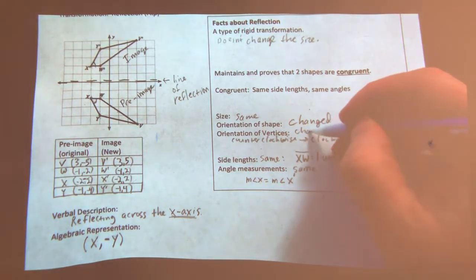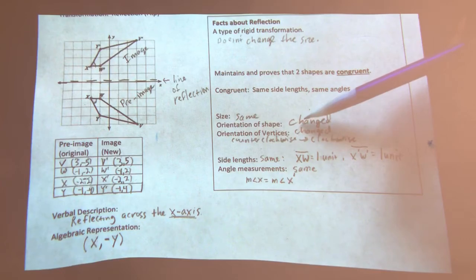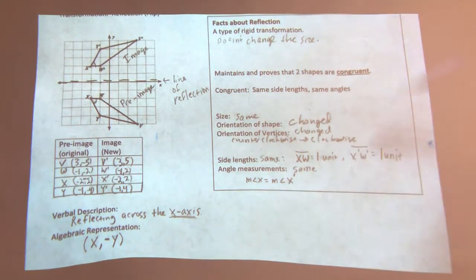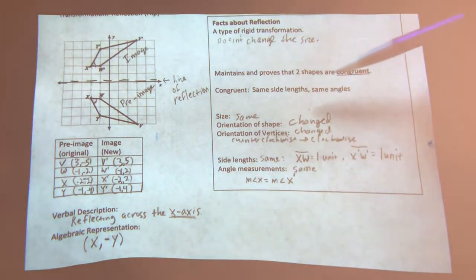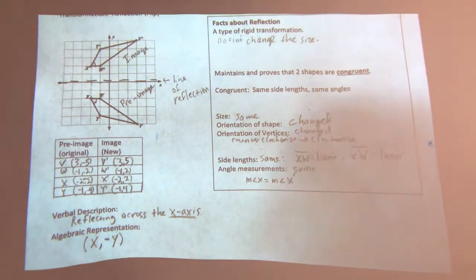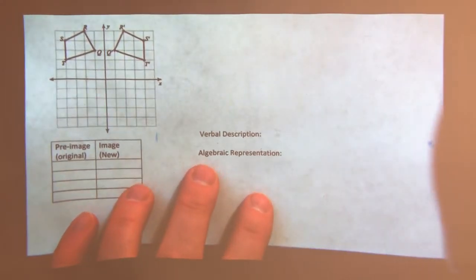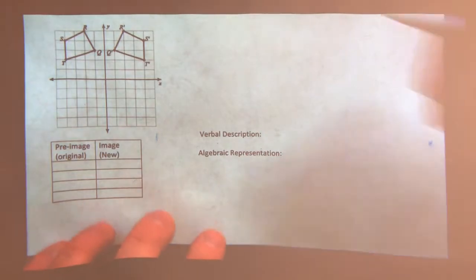So when you flip or reflect the shape, you are changing the orientation or the direction it's pointing. You are changing the direction that the vertices are read, or the orientation of the vertices. But the size stays the same. Angles stay the same. Side lengths stay the same. Which means those shapes are congruent, which is true for all the rigid transformations. It's true for translation and rotation and reflection.